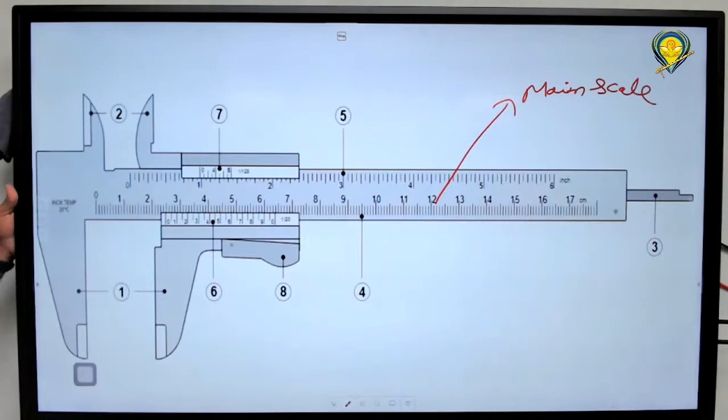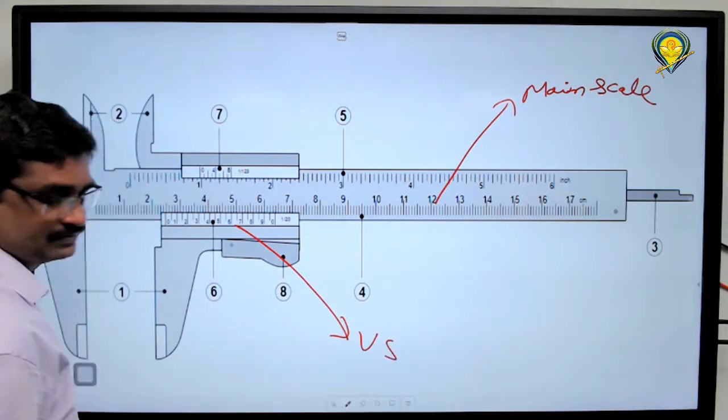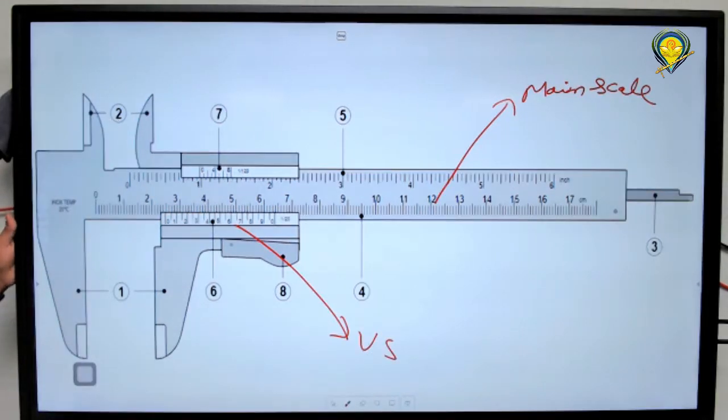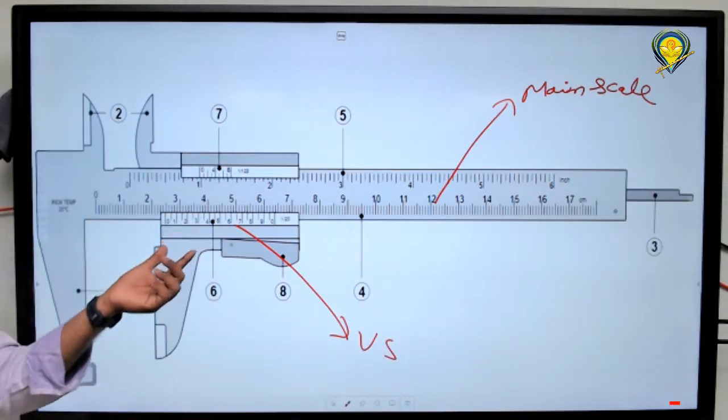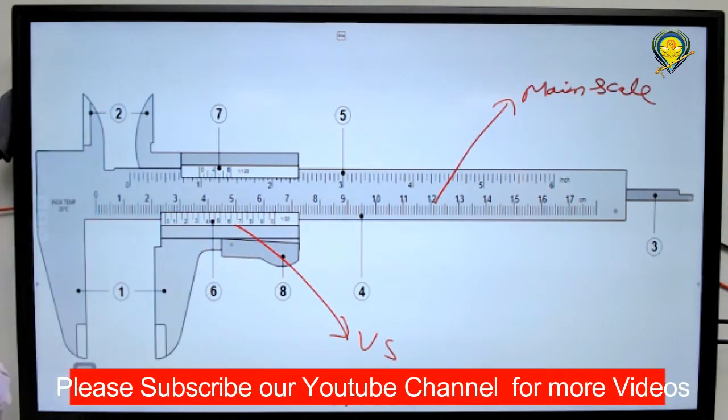Next, check this one. 0 to 10, 10 major lines are there on this one. This is called a vernier scale. This is movable. This is called a vernier scale.